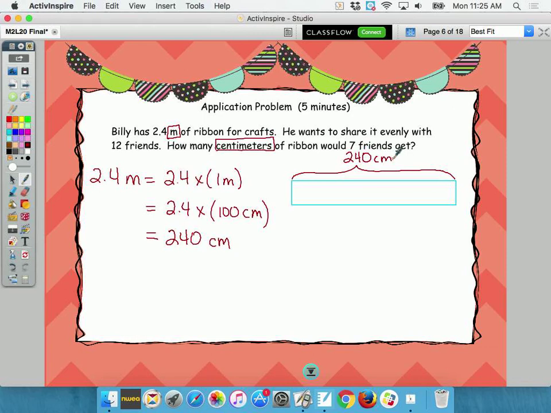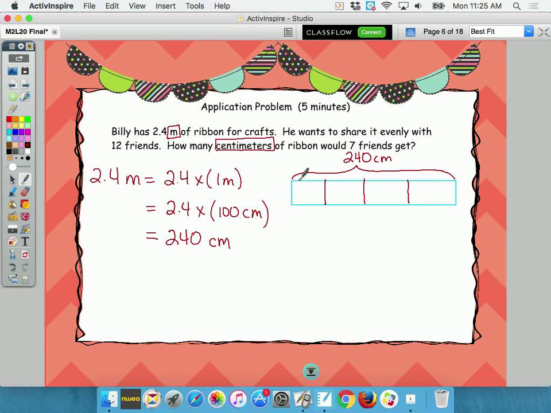Now the question asks, how many centimeters of ribbon would 7 friends get? Katie? Divide the box into 7. You could do that. But to figure this out, we're going to have to divide by the total 12 people there, because everybody's getting some, right? They only wanted us to tell how many 7 are getting. So we have to figure out one person. So divided by, what did Jaden say? 12. That's right.